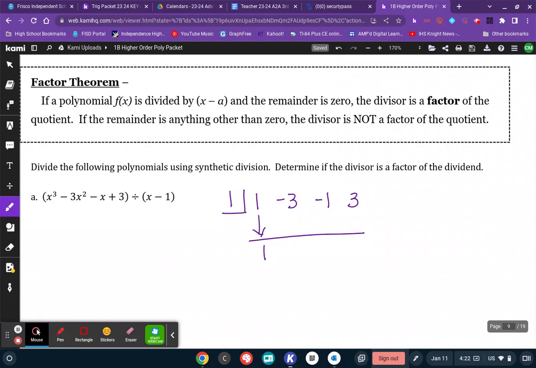1 times 1 is 1. Add. 1 times negative 2. And add. 1 times negative 3. And add.